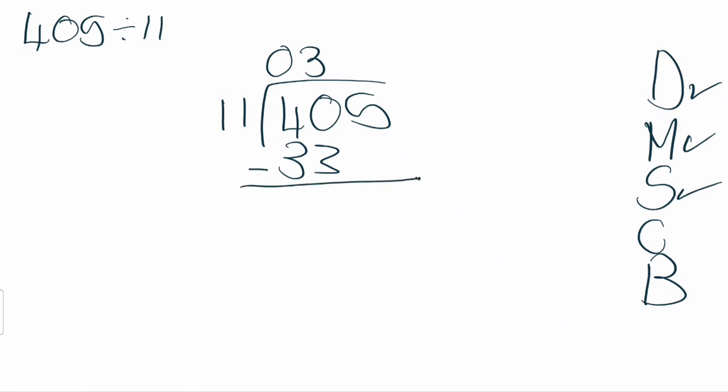Let's subtract. 0 minus 3, you cannot. You borrow from the 4, 1. Then you're going to say 10 minus 3, which will give us 7. Then 3 minus 3 is 0. Now you're going to check if 11 does go into 7. No, it does not. Is there any number to bring down? Yes, there is. You're going to bring down the 5.